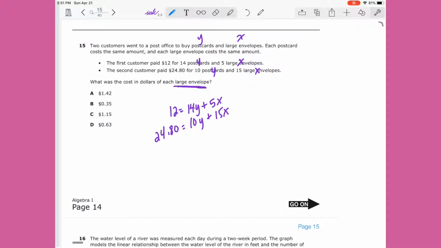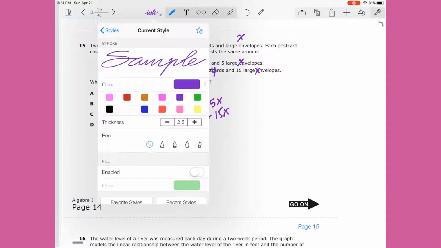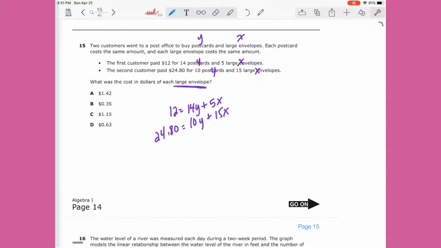Well, what we have here is a system of equations. The easiest one to work with here is the elimination method. Substitution, I think, would get really meaty. Since we're looking for what x is, I would want to eliminate the y value and solve for x. But let's see, we've got 14 and 10.